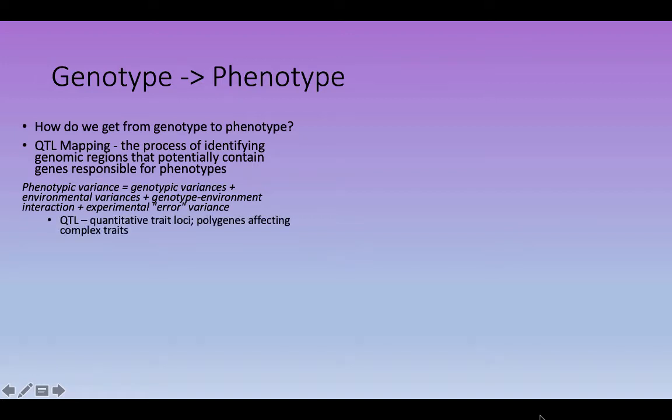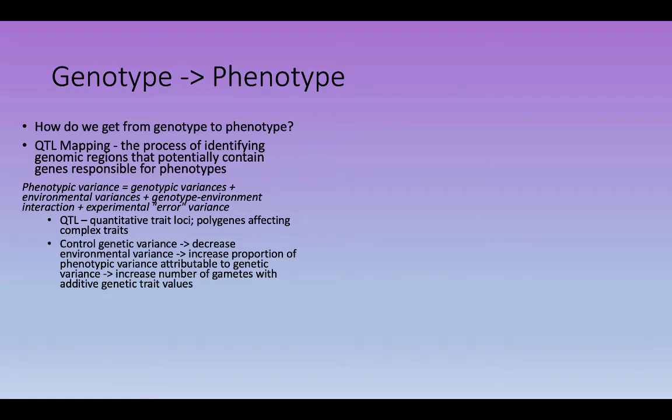And QTLs, what they actually represent, these regions represented, were sort of these polygenes that could be affecting complex traits. One of the things that QTL mapping experiments try to do is they try to control for genetic variation and decrease environmental variation. And by doing these things, we're better able to increase and explain the proportion of phenotypic variance that's attributable to genetic variance.